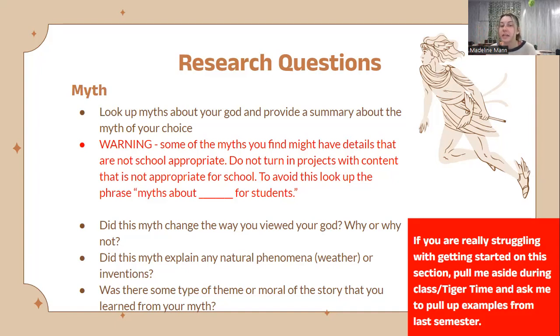Did this myth explain any natural phenomena, such as weather, tornadoes, earthquakes, thunderstorms? All of that would be considered natural phenomena. Possibly your myth explained an invention that was made. So for example, Poseidon and Athena, they made the chariot together in Percy Jackson. That would be an example of an invention that was explained by a myth.